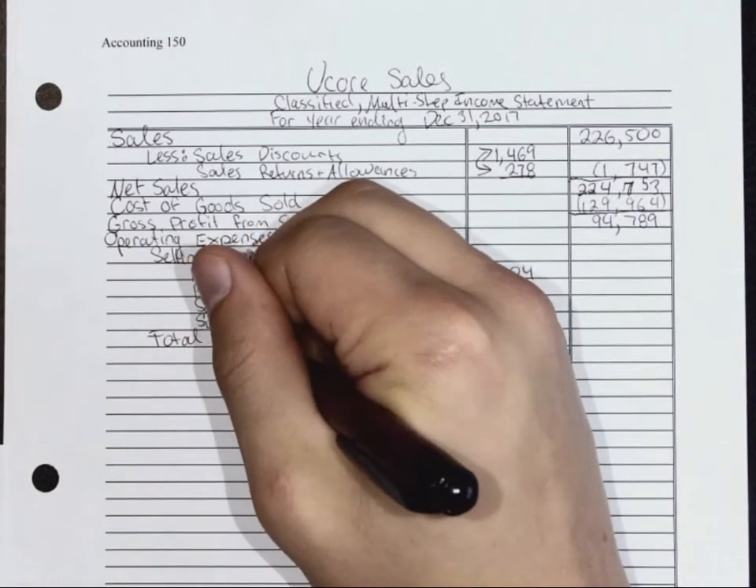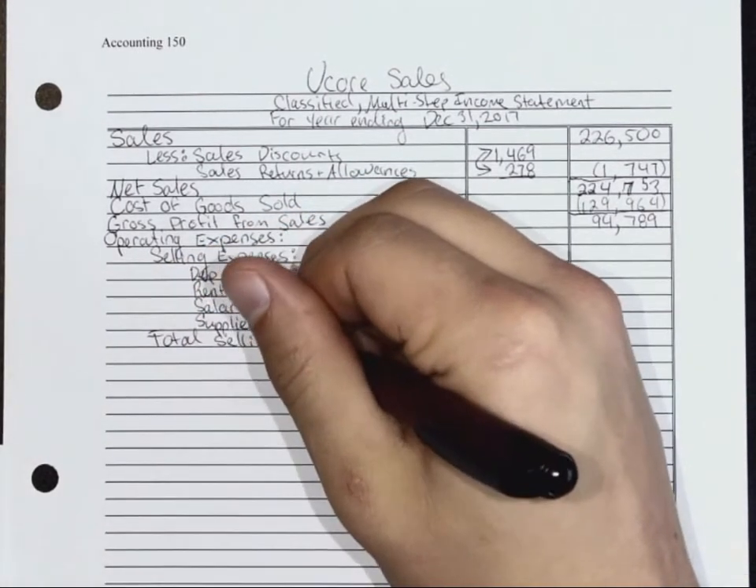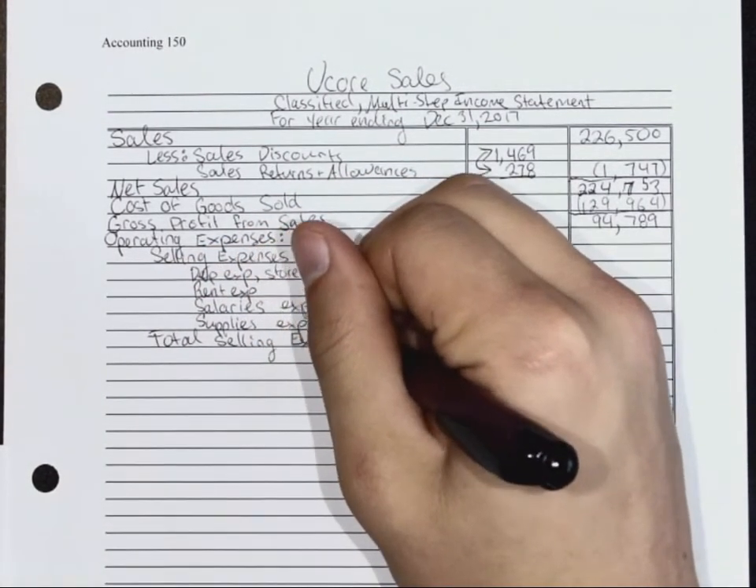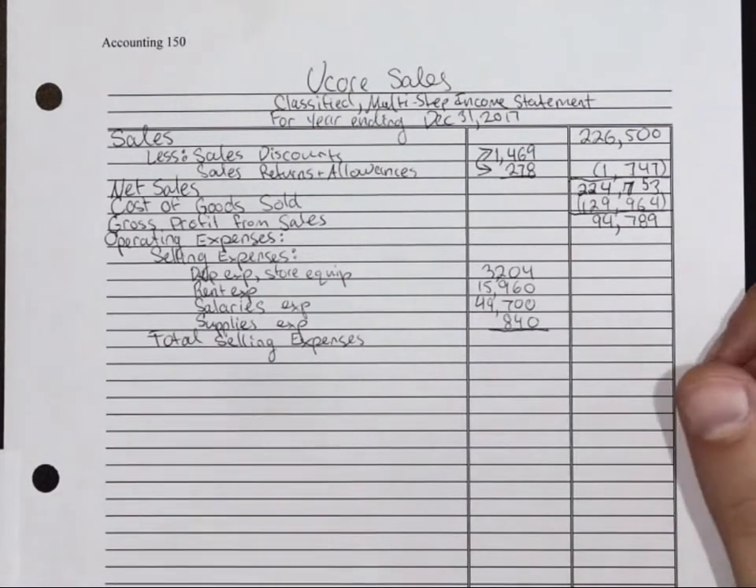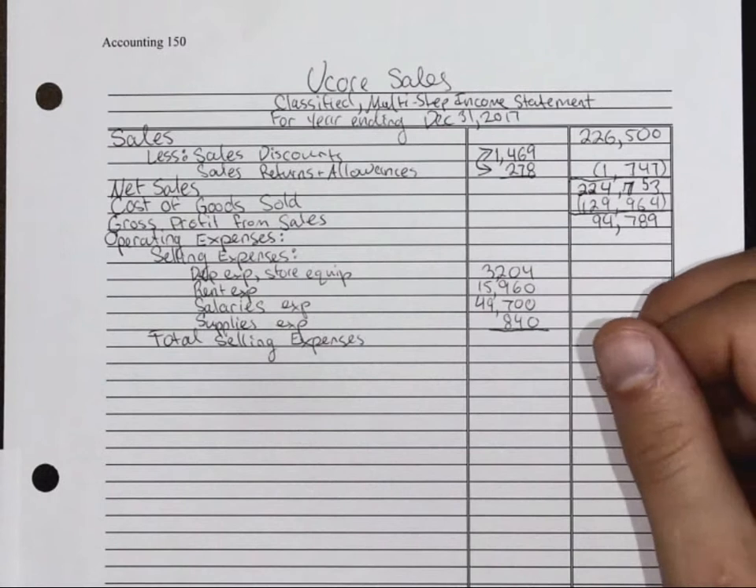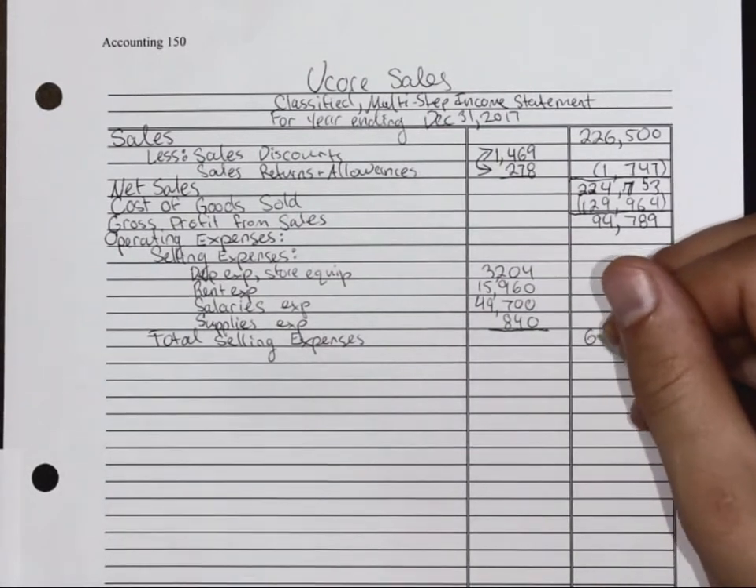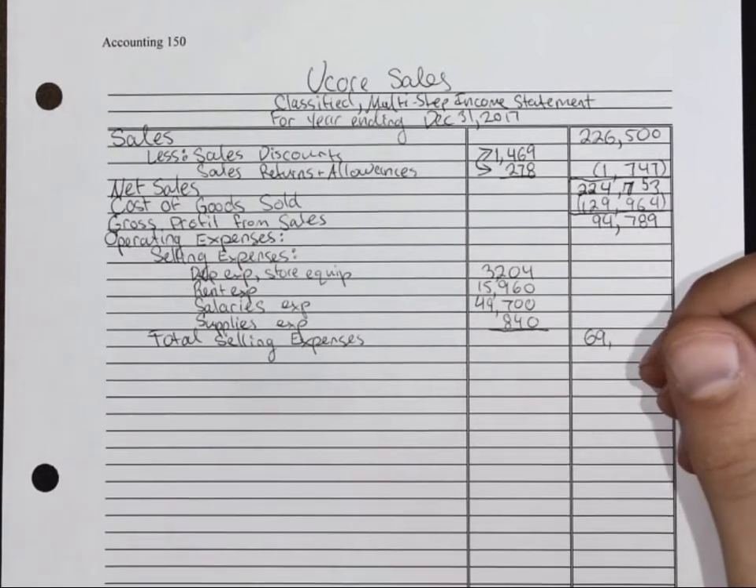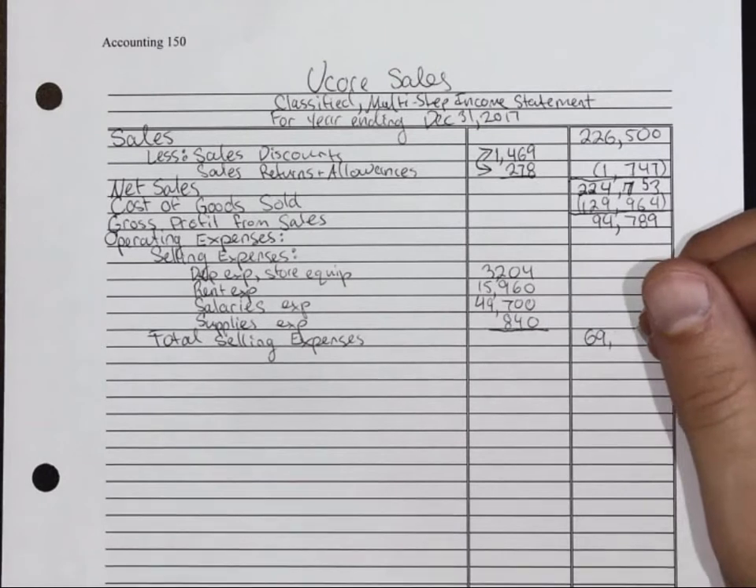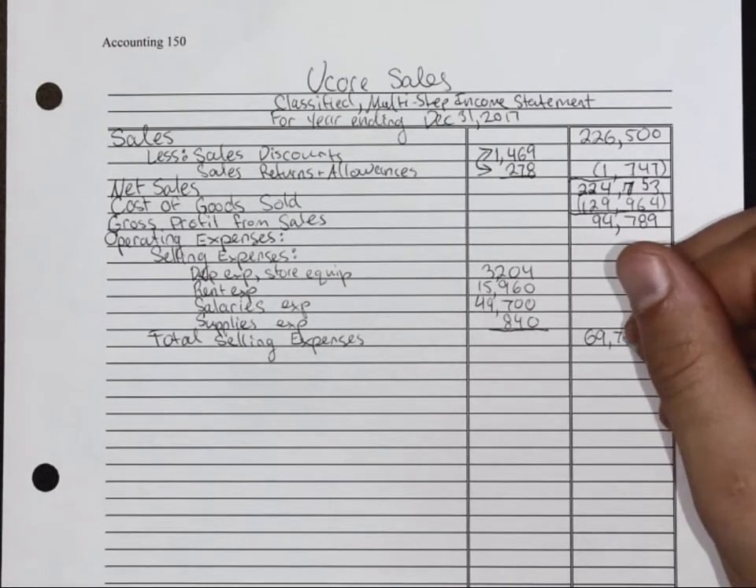Total selling expenses, when we add them up, comes to 69,434. Sorry, what was that? 69,704. Yeah, that's what I have.